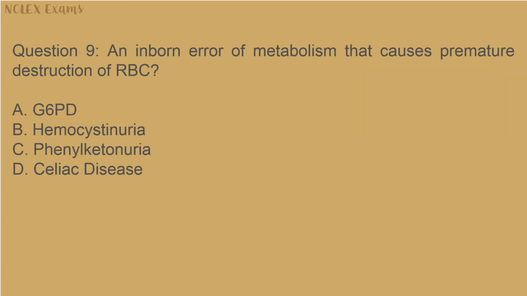Question 9. An inborn error of metabolism that causes premature destruction of RBC. A. G6PD. B. Homocystinuria. C. Phenylketonuria. D. Celiac disease.